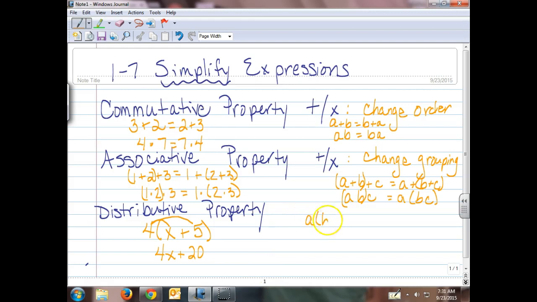Algebraically, it is the same as, I can write it next to it, a times b plus a times c. Distribution, you distribute it to everything.